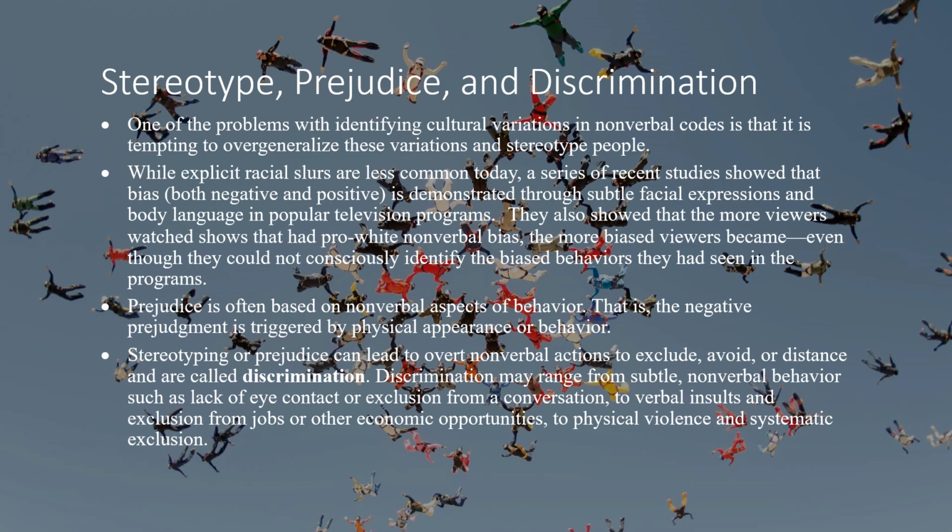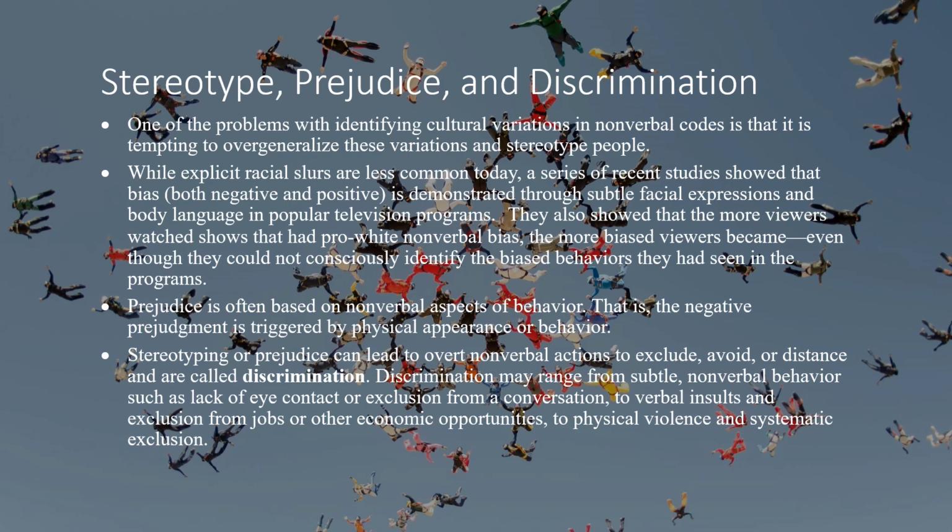Prejudice is often based on nonverbal aspects of behavior. That is, the negative prejudgment is triggered by physical appearance or behavior, right? This is most evident when we encounter people of different races and ethnicities who we perceive immediately as different because of their appearance, right?